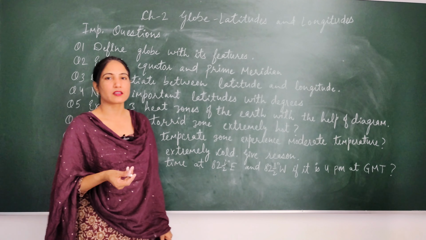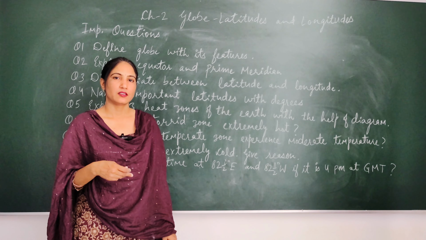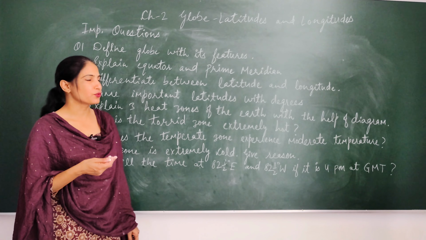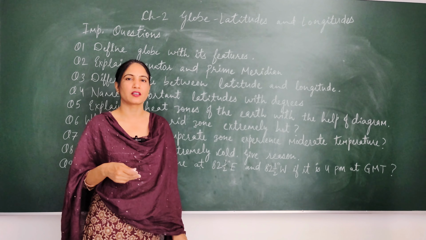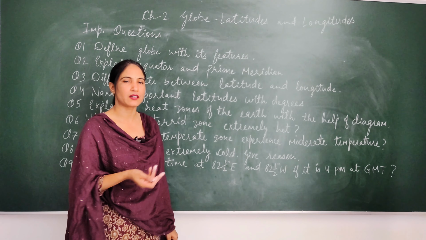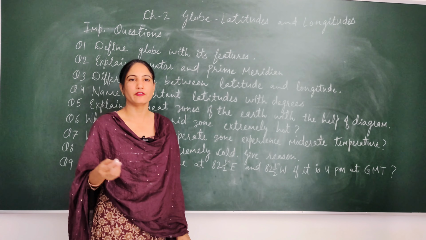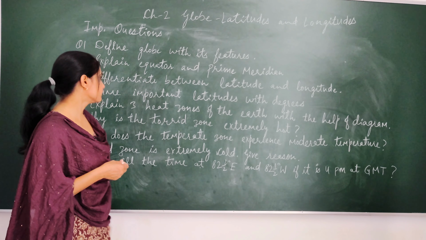Important longitudes are International Dateline, Prime Meridian, Indian Standard Time. Longitudes do not make a complete circle around the earth from North Pole to South Pole. These are not parallel lines. These lines meet at poles. When we reach towards the poles, they start decreasing.